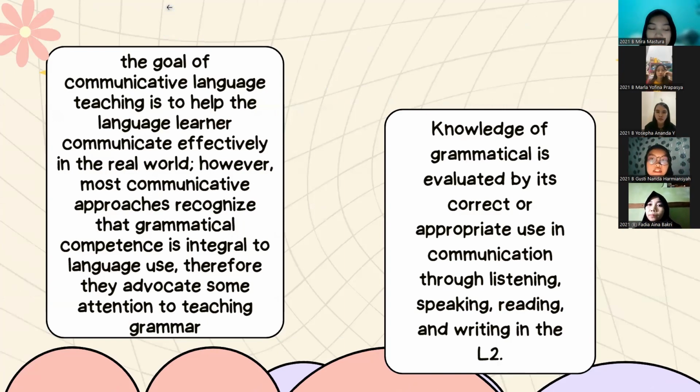Here I would like to explain the goal of communicative language teaching. As you know, the goal of communicative language teaching is to help the language learner communicate effectively in the real world. However, most communicative approaches recognize grammatical competence in language use, therefore they advocate some attention to teaching grammar. And knowledge of grammar is evaluated by its correct or appropriate use in communication through listening, speaking, reading, and writing in the language learner. Next slide, please.